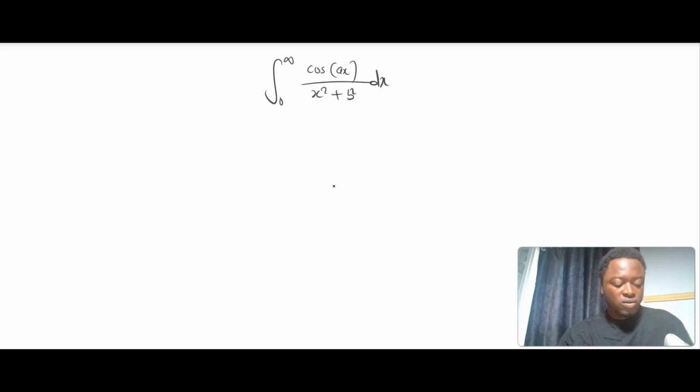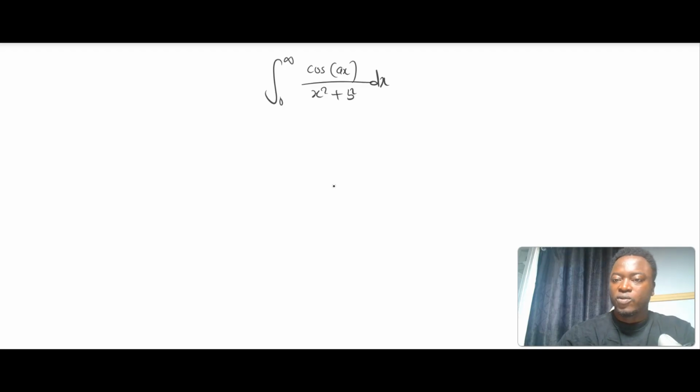So today in this video we are going to try to evaluate this beautiful classic definite integral, which is the integral from 0 to infinity of cosine of ax divided by x squared plus b squared dx. Now we have already done this integral via two different methods so far.